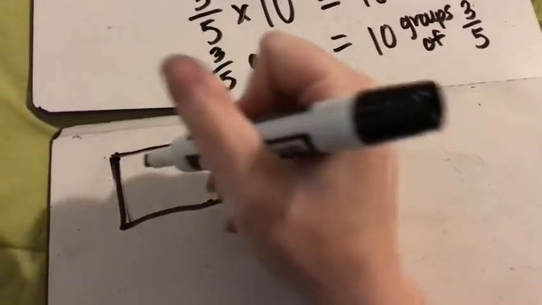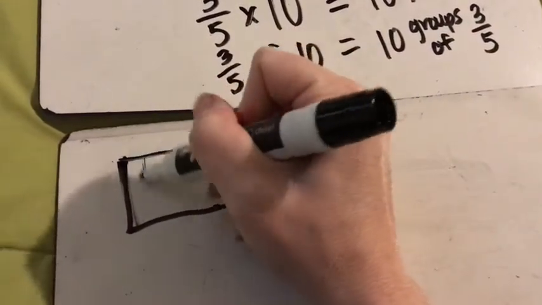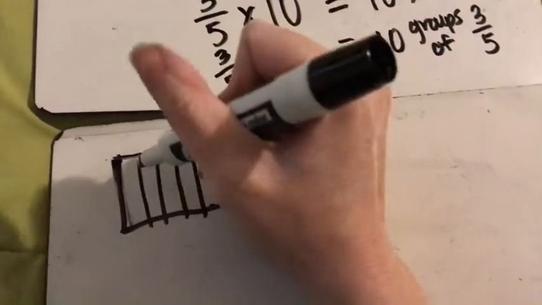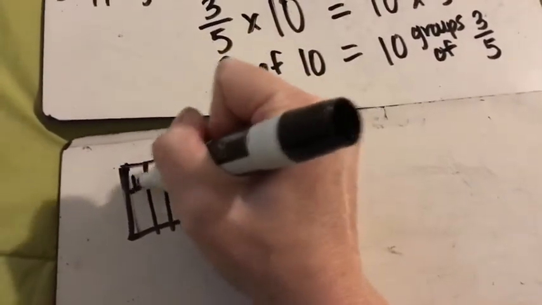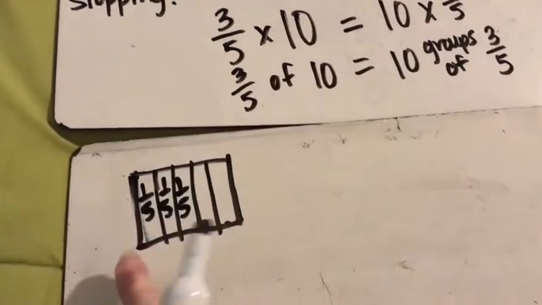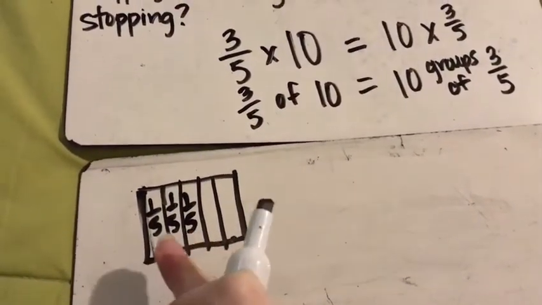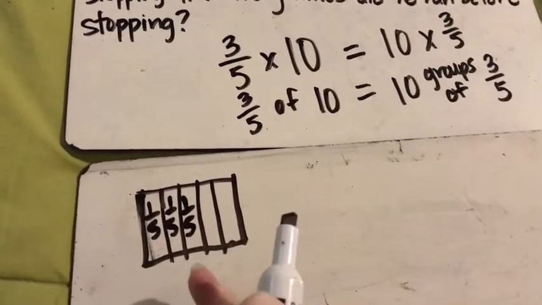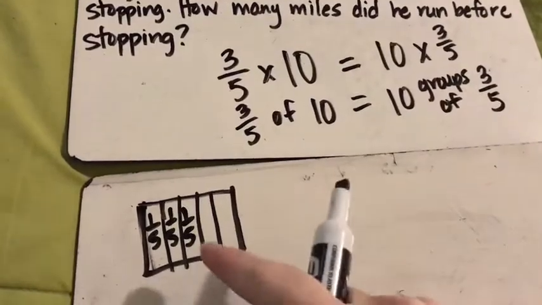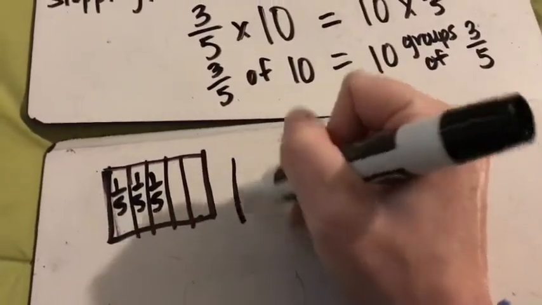Here's one set, and I'm going to show 3/5. That means I need to divide this into fifths, or 5 equal parts, and then I'm going to show 3/5 by labeling 3 of the fifths. So this is one group of 3/5, but in order for it to match this problem, I need 10 of these. So I'm just going to keep going.